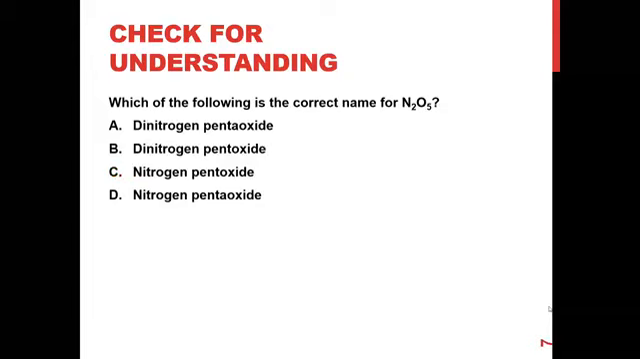Second question, which of the following is the correct name for N2O5? Pause the video, pick your answer, and hit play for an explanation. N2O5 is dinitrogen pentoxide. It is not dinitrogen pentaoxide because we cannot place an A and an O next to each other. The correct answer is B, dinitrogen pentoxide.